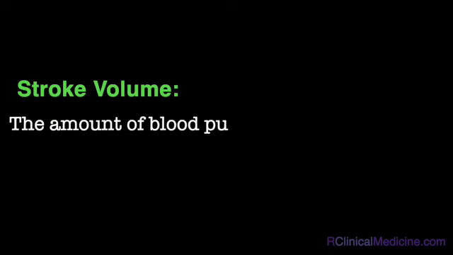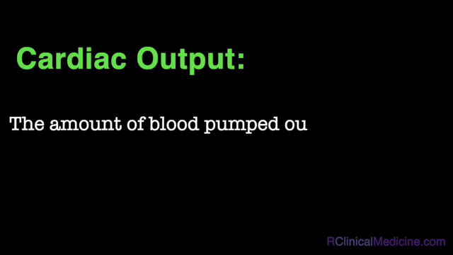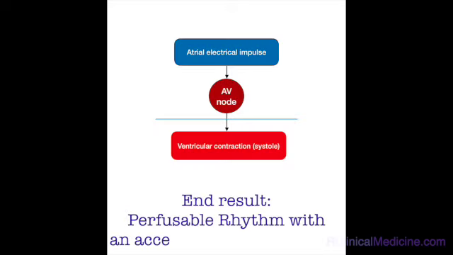Stroke volume is the amount of blood pumped out of the left ventricle during systole. Cardiac output is the amount of blood pumped out of the left ventricle in 1 minute. Technically, it is heart rate multiplied by stroke volume. So, the end result is perfusible rhythm with an acceptable cardiac output.